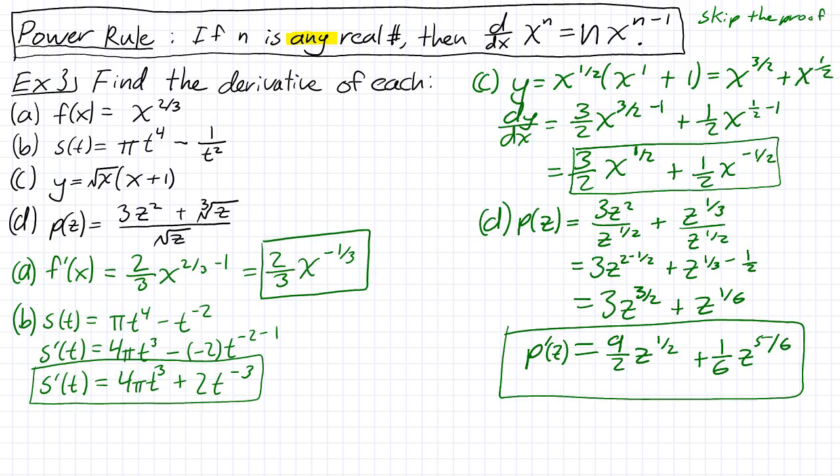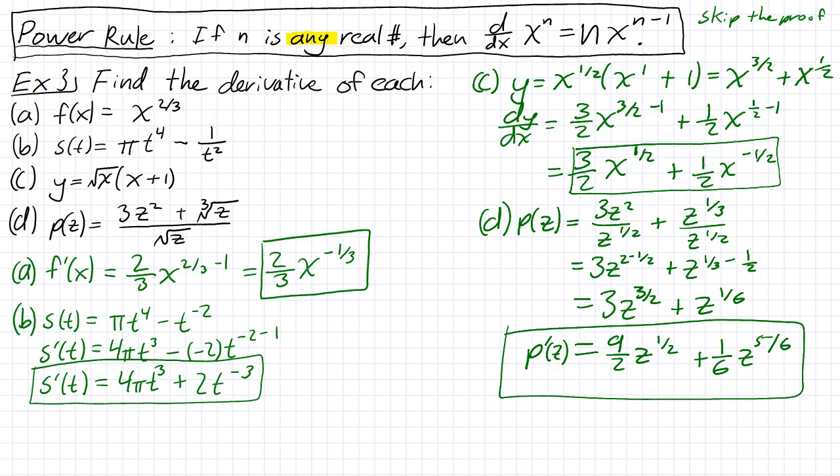So for the first one here, I'm just using 2/3 as the n, so you get n times x to the power 2/3 minus 1. And 2/3 minus 1 comes out to be negative 1/3. So that's the result.